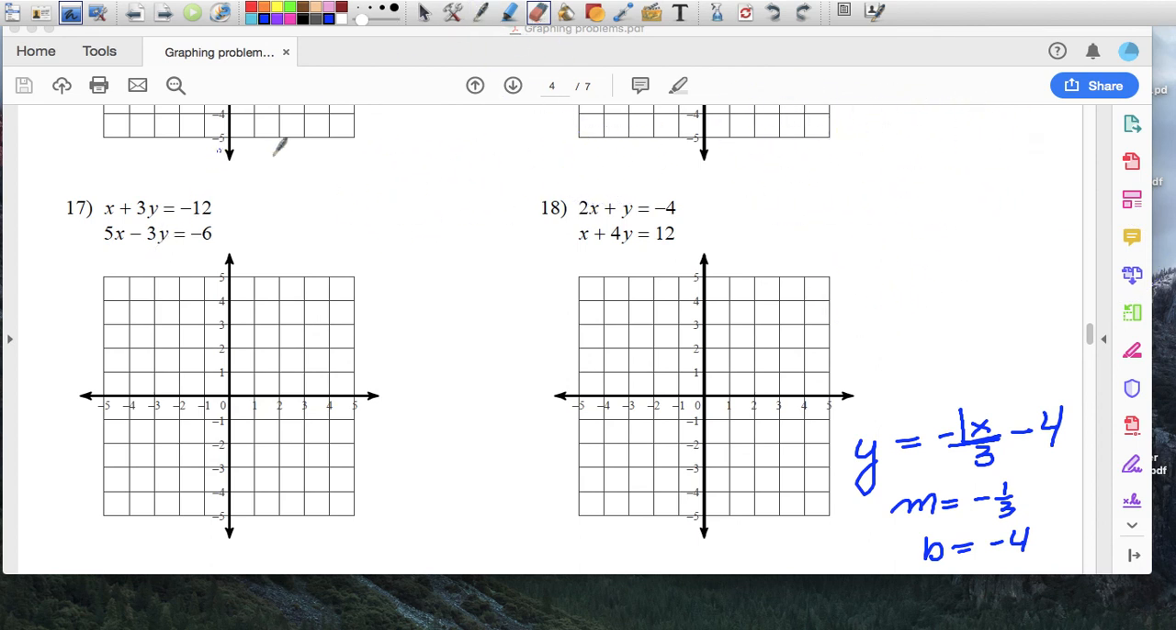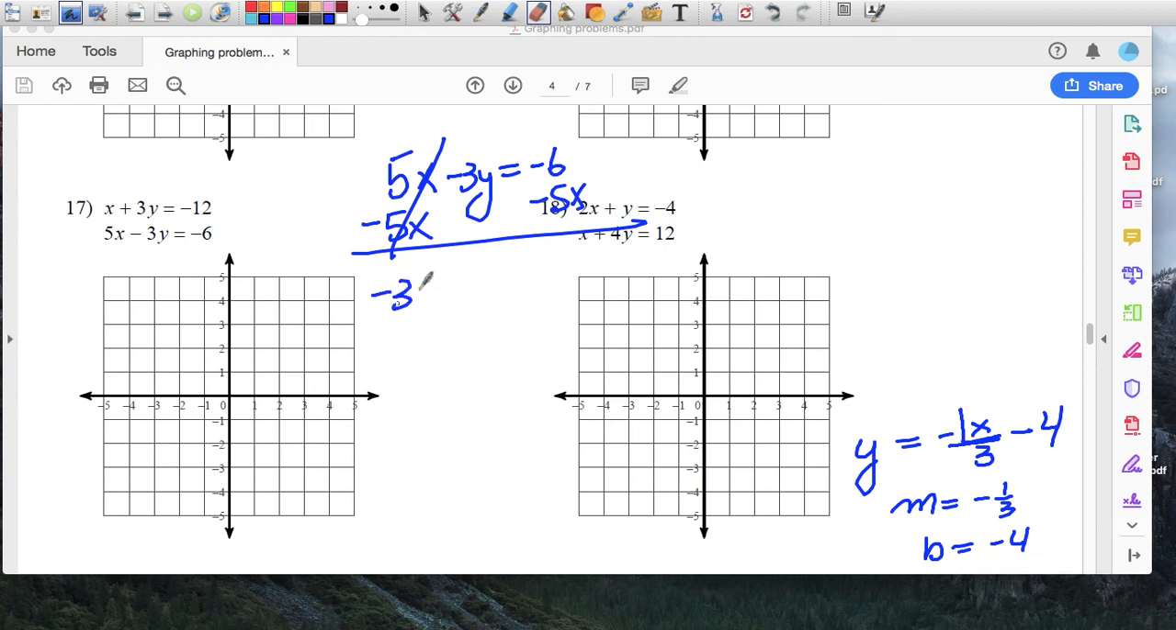Second equation, 5x minus 3y equals negative 6. Again, I want to throw everything to the other side and isolate my y, so I'm going to do minus 5x first. So I'm left with negative 3y, and on the other side, I'm writing the 5x first: negative 5x minus 6. I'm going to divide everything by negative 3.